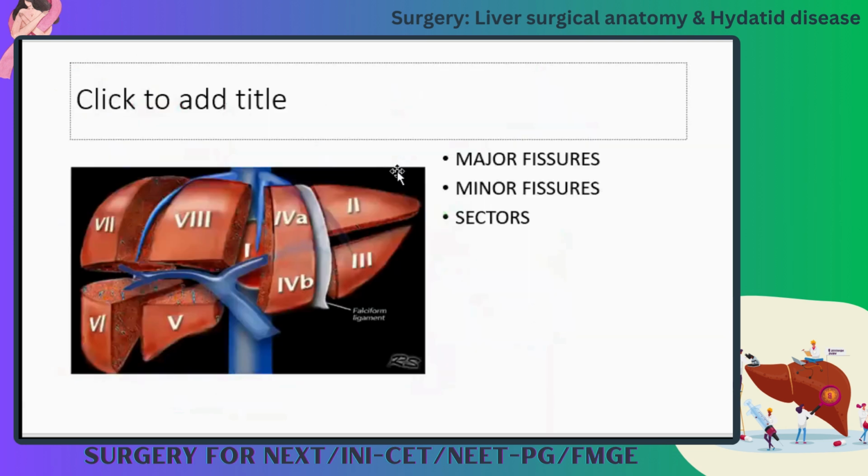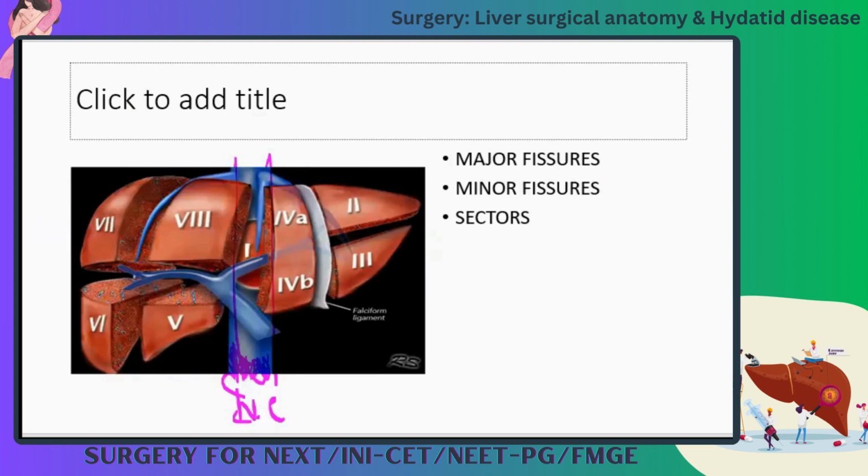So now this is the anatomy. See here, what is this structure? This blue one, this one. What is this structure? Inferior vena cava. Okay. So the liver is divided into, see, look here, we will just remember like this.